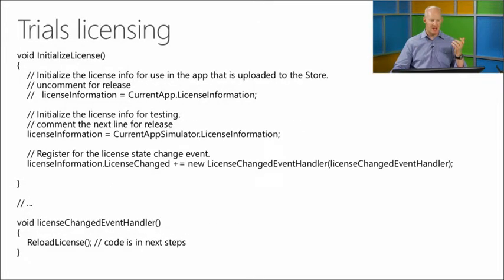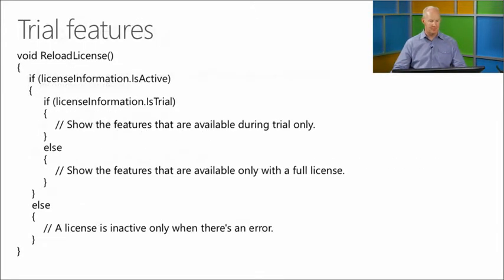And same thing for XAML. I'm getting access to the current app simulator license information and then tracking the event of that licensing changing in some way. And Windows will surface that event to my app so I can account for it in my UI or in my scenarios. Right? And the same thing, I can say, is the license active? Is it a trial? I'll turn off the feature and communicate to the user how they turn it on through purchase, or if it's already been purchased, then I just enable them to use the feature.